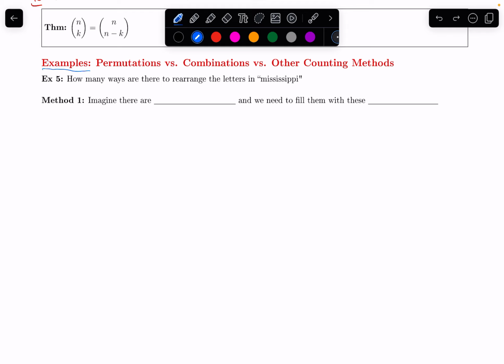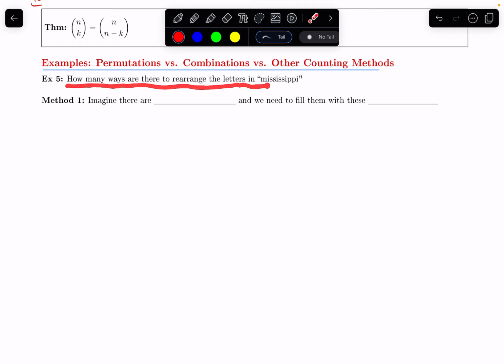In this video, we will do some examples that involve determining whether we use permutations, combinations, or other counting methods. So let's get into an example right away, which says, how many ways are there to rearrange the letters in the word Mississippi? I want to talk about two ways we can solve this.